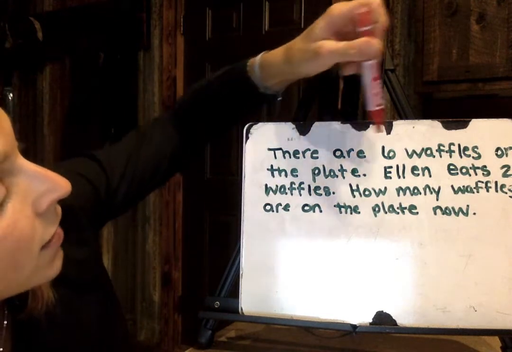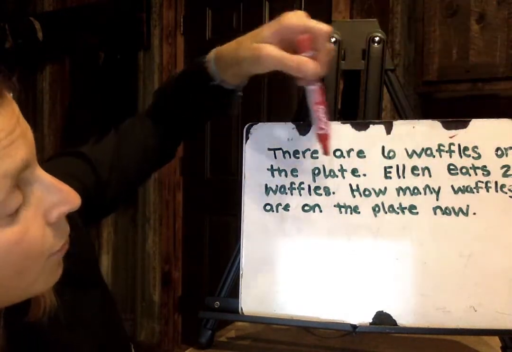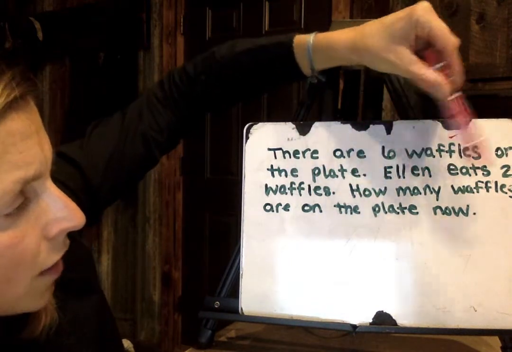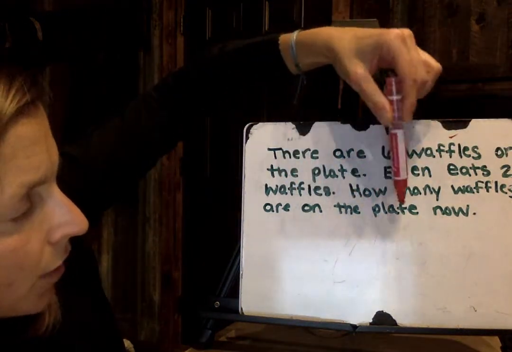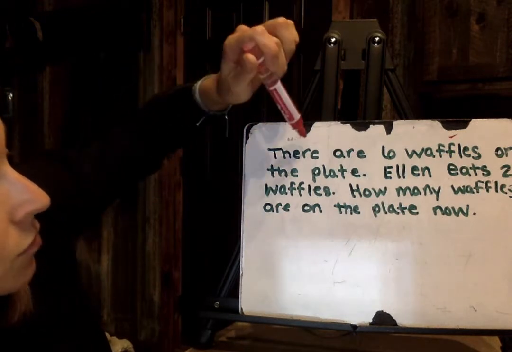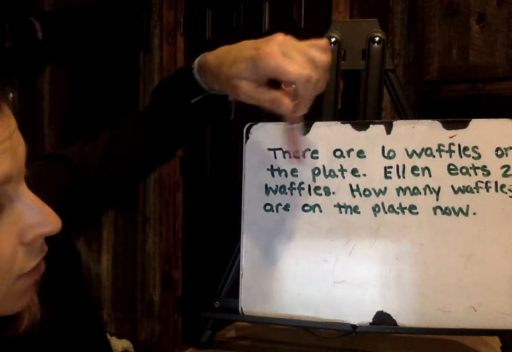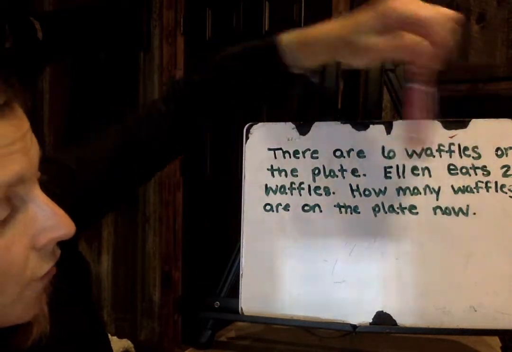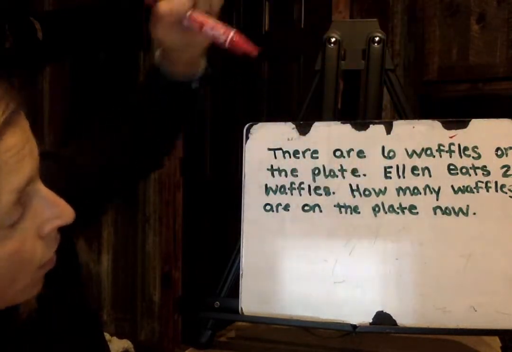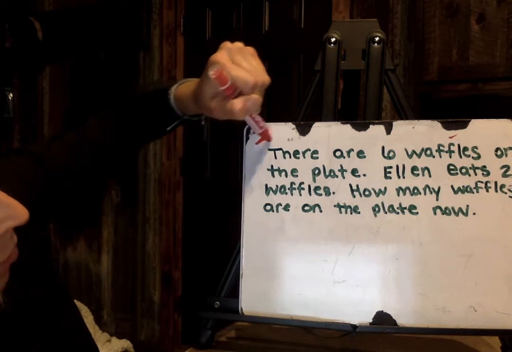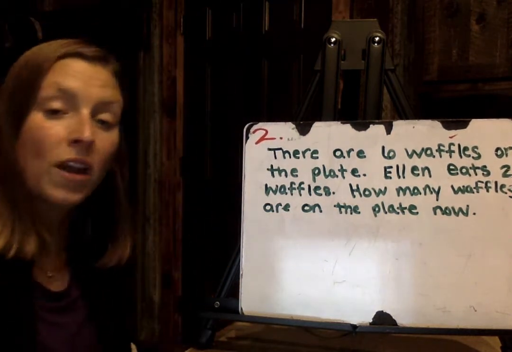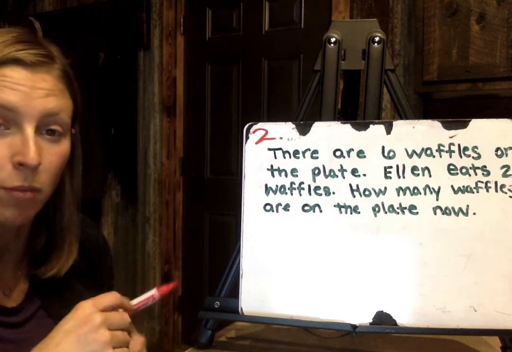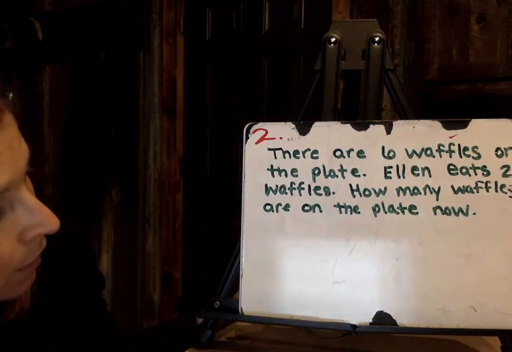There are 6 waffles on the plate. Ellen eats 2 waffles. How many waffles are on the plate now? Make sure you have a number 2 at the top of your page. Go ahead and write the math mountain for this. If you'd like, you can pause, or if you already have the math mountain, you can wait until I start.